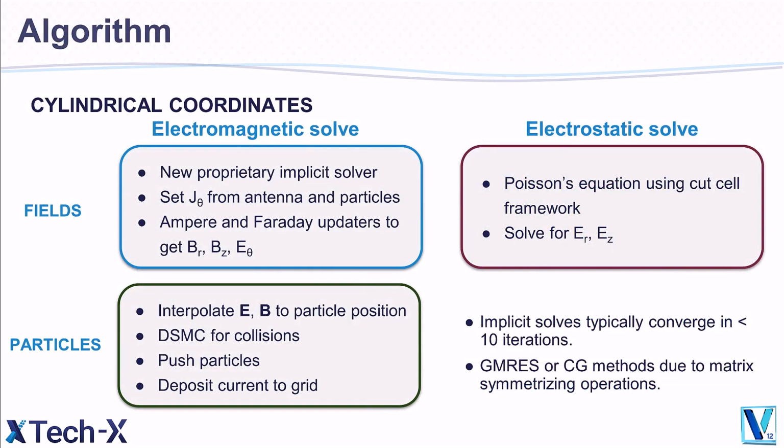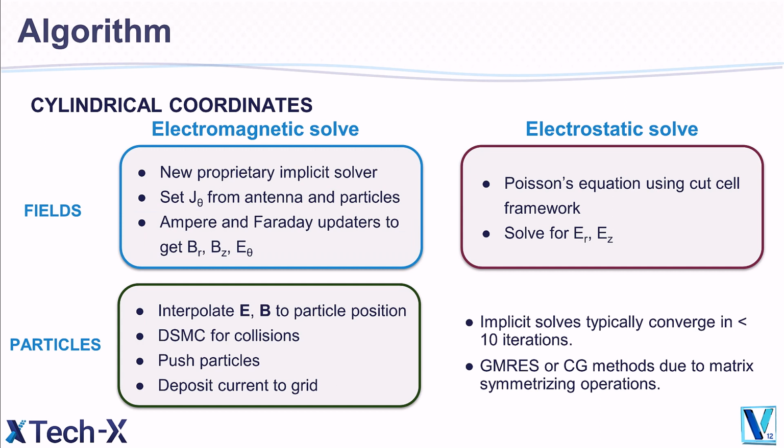And now I will give a brief overview of the algorithm that we use to solve inductively coupled plasma problems. This is specific for cylindrical coordinates. We have our new proprietary implicit solver to treat our electromagnetic solve. We have J theta set from the antenna and particles deposit to J theta. And we have Ampere and Faraday updaters to get BR, BZ, and E theta.